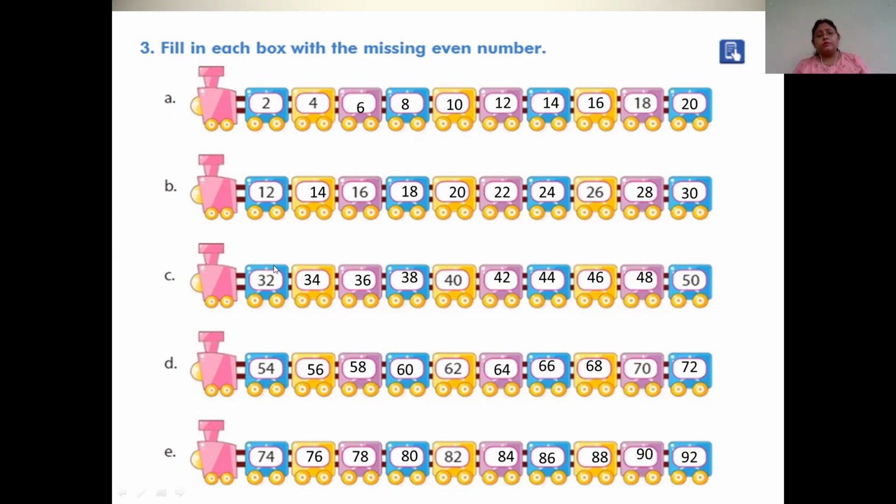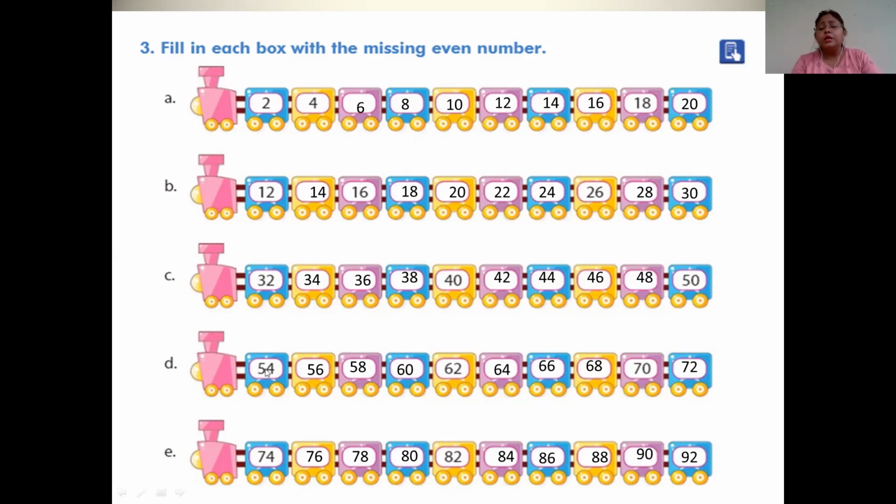Moving to the next one, that is C. The number started with 32. So what will be the next even number? What can we do? Yes, correct. We have to add two more numbers. So after 32, 33 and 34. So 34 will be the next even number. After that, 36, 38, 40, 42, 44, 46, 48 and 50. Correct. Moving to the next, that is D.